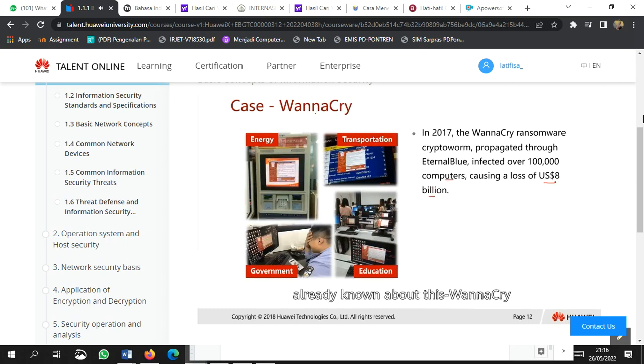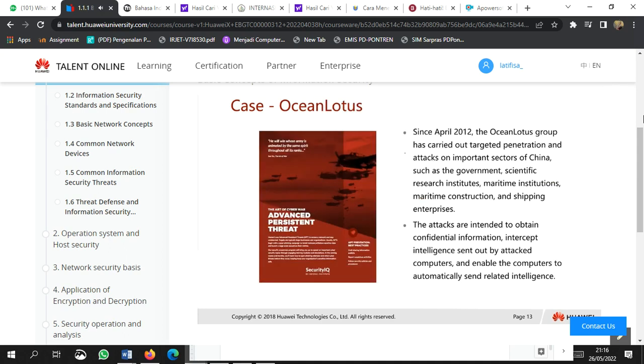Some of you probably already know about WannaCry. This is a kind of worm which affected computers that were not patched, and then it comes out with this kind of prompt. In order for you to remove this screen, you have to pay the ransom through cryptocurrency. It affected many different areas, from energy to transportation, education, industry, and also government. This is one of the very serious case studies.